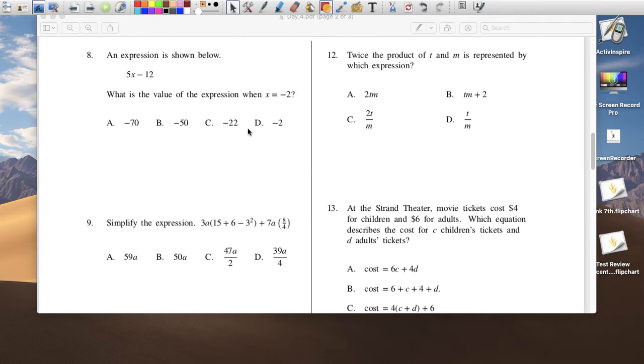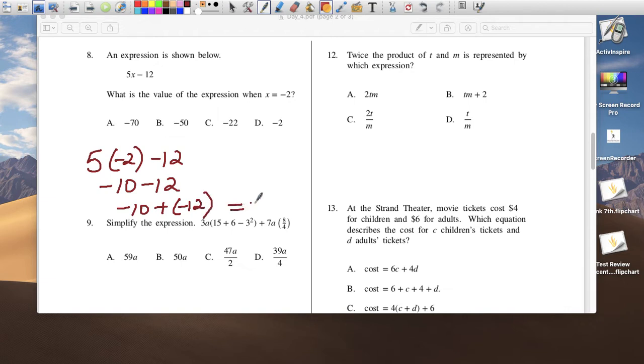The expression is shown below. What is the value of the expression when x equals -2? Okay, so let's replace the x with -2. Minus 12. Positive times a negative is negative. It's negative 10 minus 12. Use your calculators. We'll change this to addition. And it becomes negative 22.